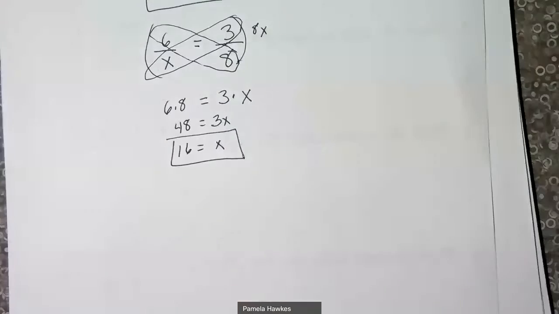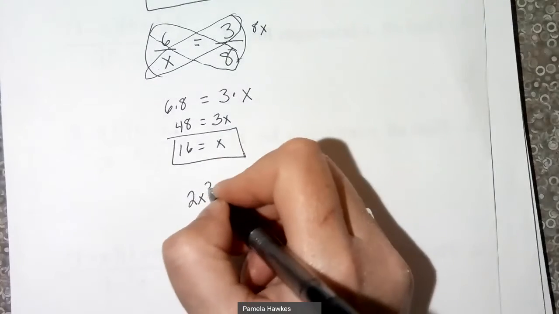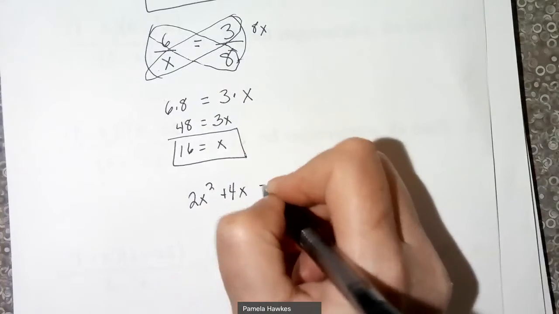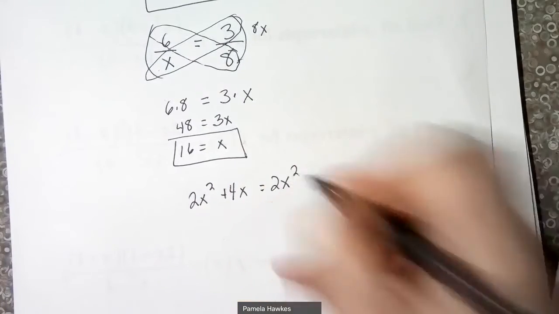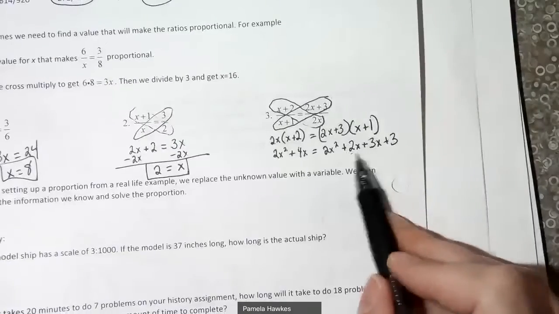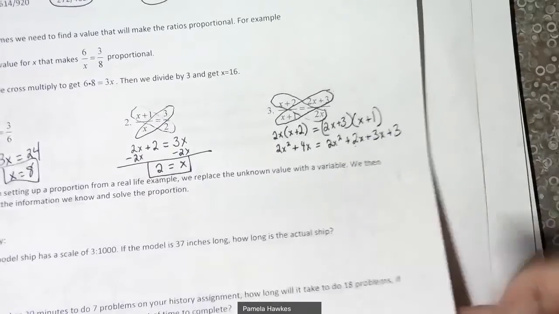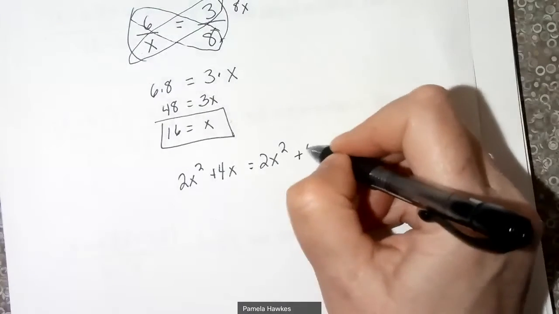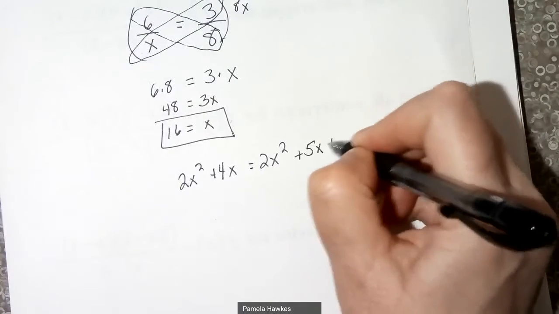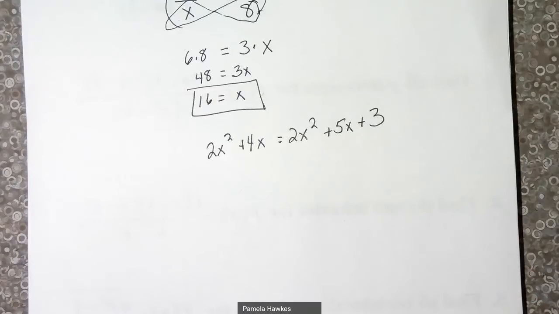I'm going to write it over here. 2x squared plus 4x equals 2x squared. Is everybody okay if I put these together and make 5? Okay, so plus 5x plus 3. That's what I got. Now what?